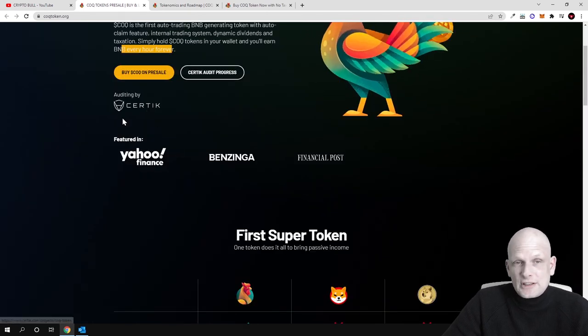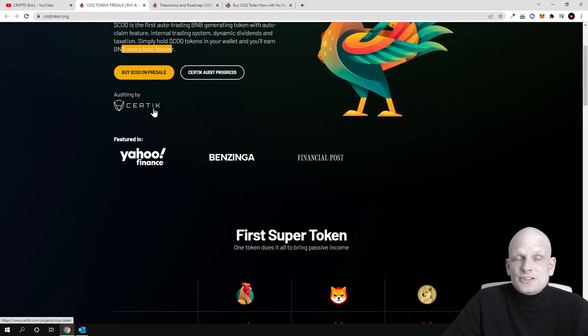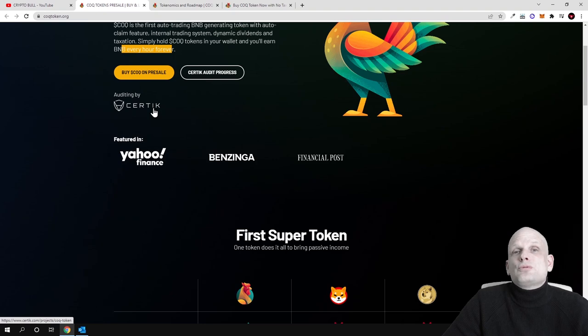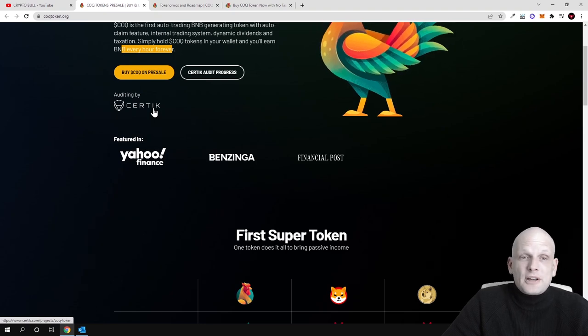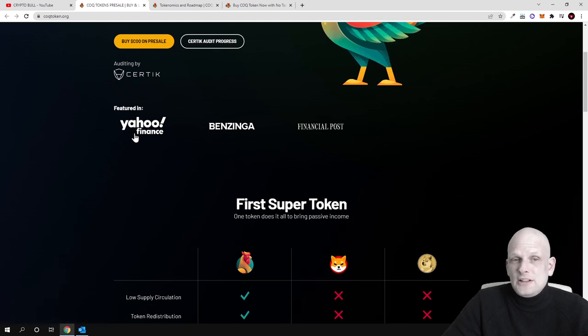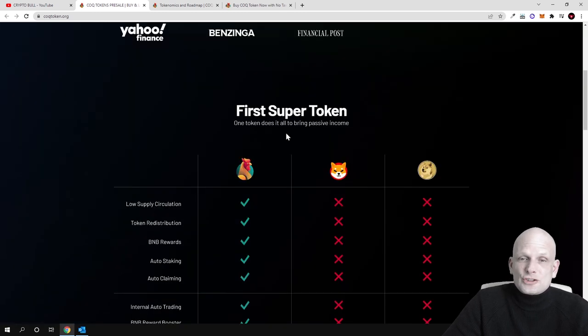This is certified by CertiK, as you can see here, guys. CertiK certified means the code has been approved, that the code is working and that this code can't be hacked by hackers. You can go and check this out for yourself. It's featured on many different media outlets like Yahoo Finance, Benzinga and so on and so forth.